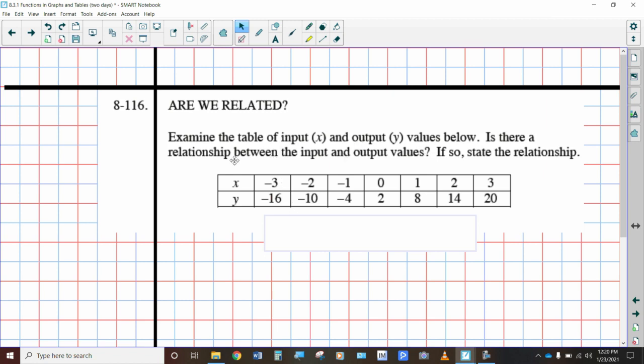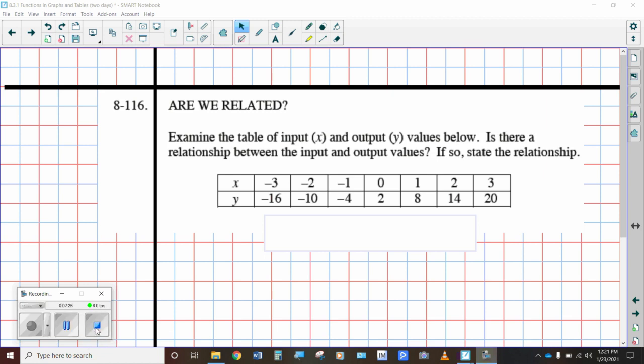And the question that says, is there a relationship between the input and the output values? If so, state the relationship. So basically what you're going to be saying is there a rule that can apply to the situation? If the answer is yes, what is that rule? Go ahead and take some time, copy that down, see if you can figure out what the rule is.